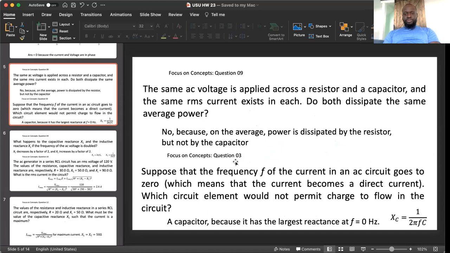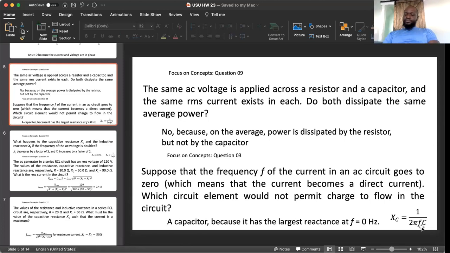Then focus on concept question 03. Suppose the frequency F of the current in an AC circuit goes to 0, which means that the current becomes a direct current. Which circuit element will not permit charge to flow in the circuit? So a capacitor will not permit charge to flow because it has the largest reactance. When F goes to 0, 1 over 0 becomes infinity, very big.